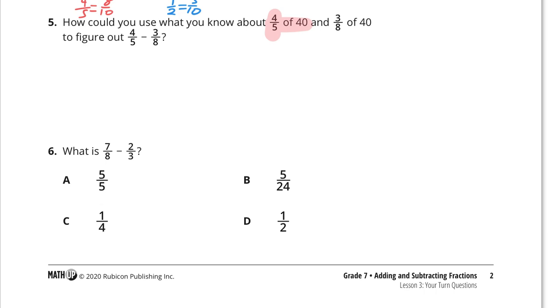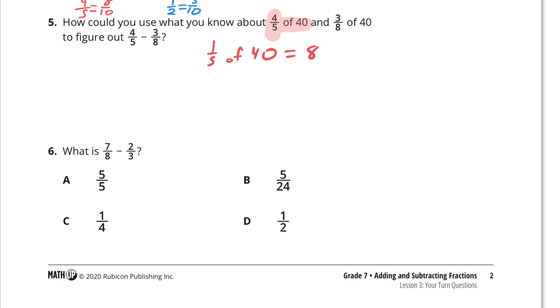First, let's talk about 4/5 of 40. First, let's figure out our unit. Our unit is 1/5 of 40. 1/5 of 40 would be like taking 40 and dividing it by 5, right? Dividing it into 5 equal pieces. So 1/5 of 40 is going to be 8 because 40 divided by 5 is 8.